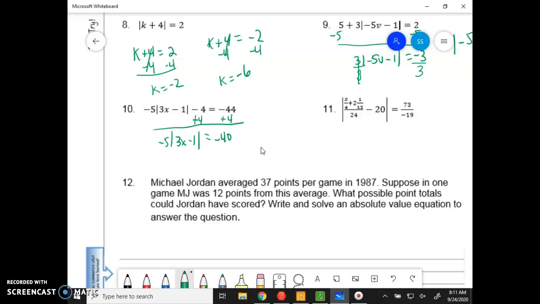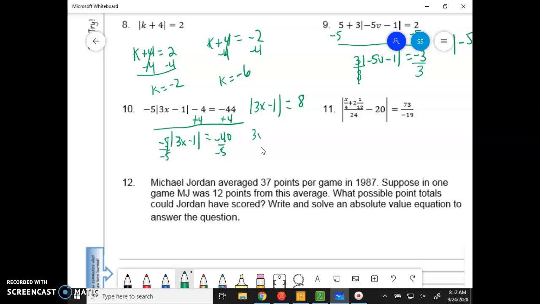And now we need to get rid of this -5 by dividing by -5. And we're going to be left with now a positive. So that's why I said don't mark it no solution quite yet. -40 divided by -5 is going to be +8. So now when we do our step 1.5, we can determine there will be solutions.